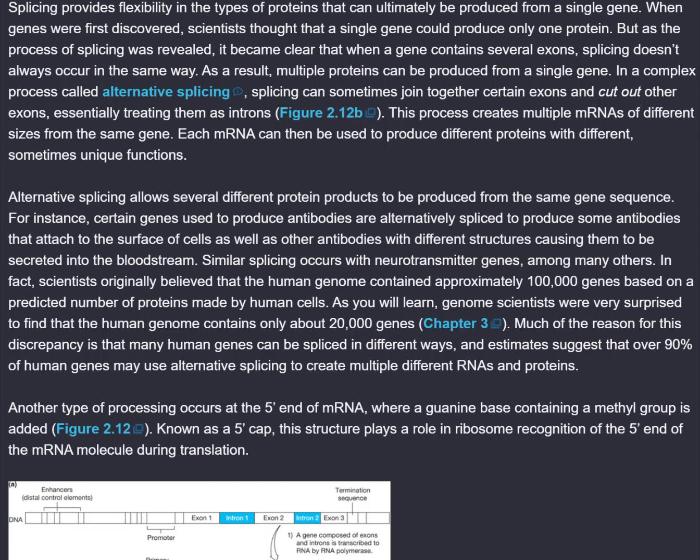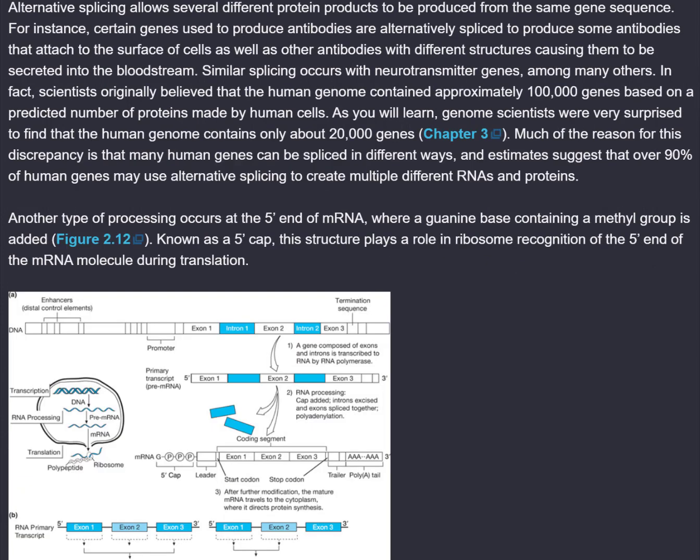In a complex process called alternative splicing, splicing can sometimes join together certain exons and cut out other exons, essentially treating them as introns, figure 2.12b. This process creates multiple mRNAs of different sizes from the same gene. Each mRNA can then be used to produce different proteins with different, sometimes unique functions. Alternative splicing allows several different protein products to be produced from the same gene sequence.